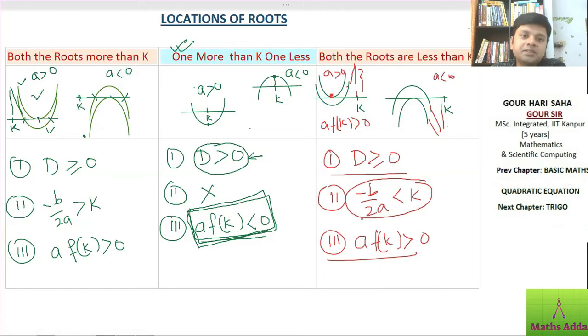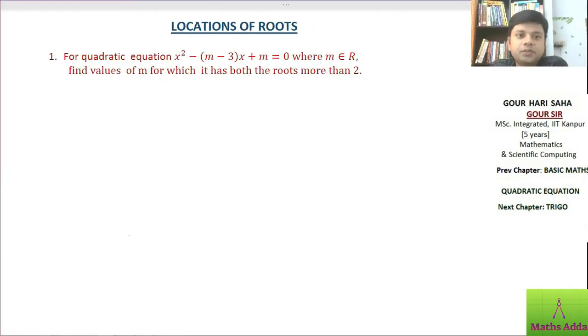So let's see one question which will help us to settle things. So the question is, for quadratic equation x square minus (m minus 3)x plus m is equal to 0, where m is element of R, find values of m for which it has both the roots more than 2. It says both the roots more than 2. This means graph will be like what? Graph will be like this.